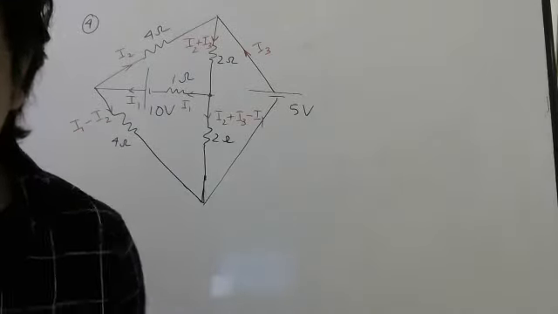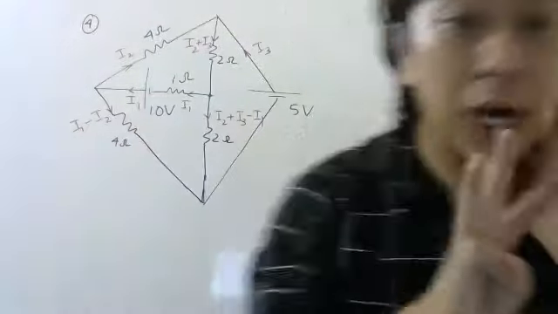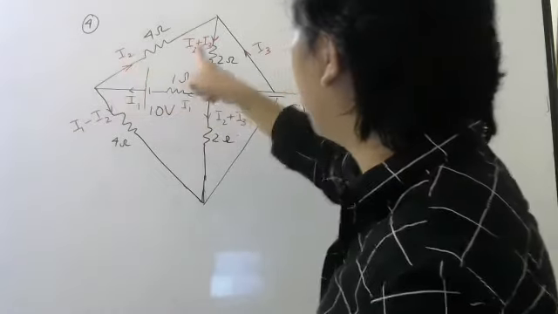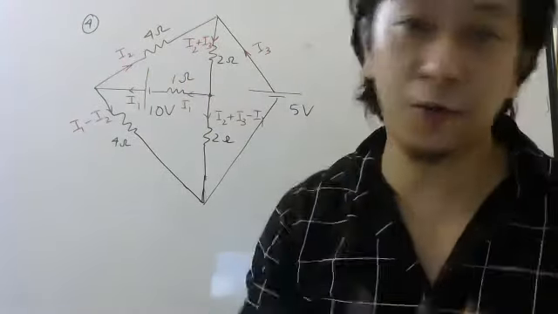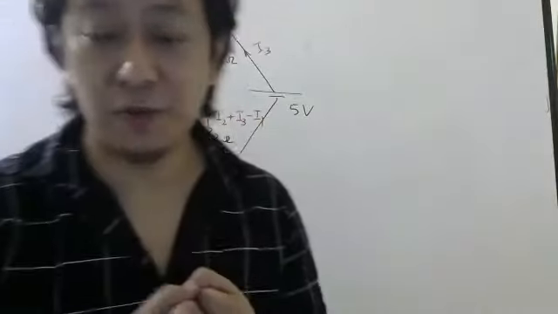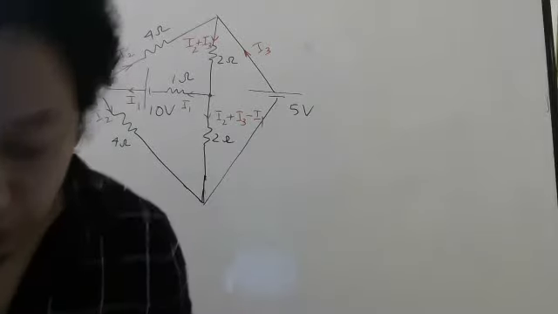We have to find I1. It is very clear that there are 3 unknowns, I1, I2, I3. Since there are 3 unknowns, you will need 3 equations. Yes or no? So to get 3 equations, you have to apply Kirchhoff's voltage law in 3 loops.